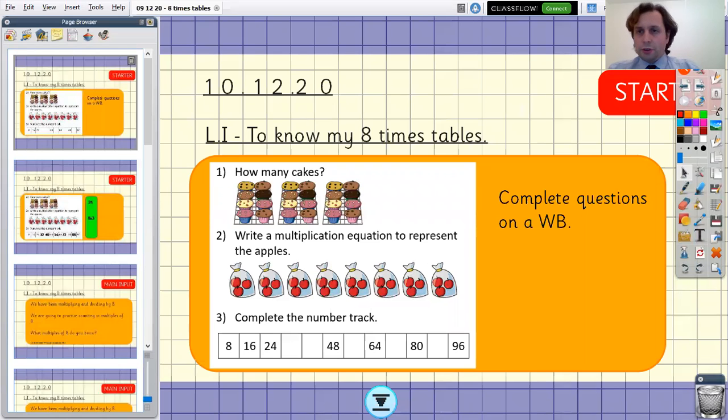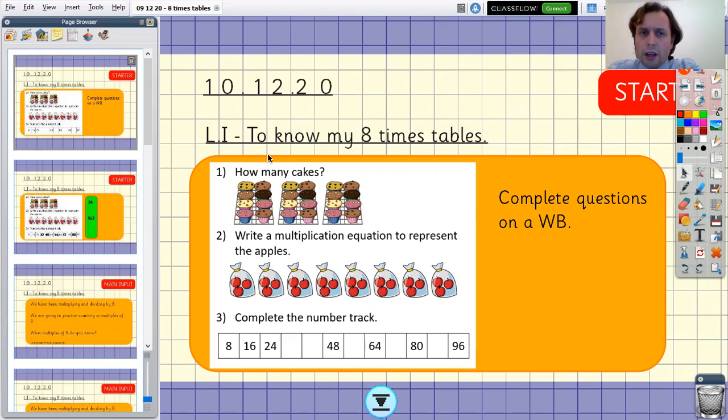Right, I sure do hope you can see that. Okay, so as you can see from the learning intention today, our learning intention is to know my 8 times tables. So we've got our warm-up activity first. Now have a go at doing this because I know you've done some bits with the 8 times table with different arrays and different representations. So starting off, we've got 3 questions just to get you warmed up.